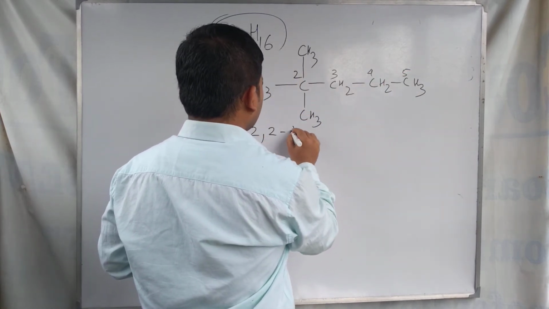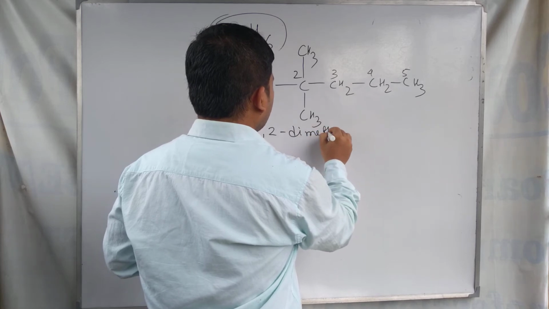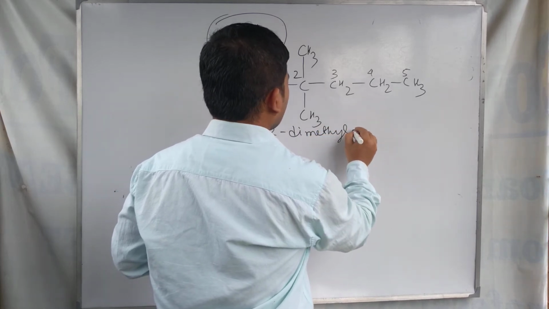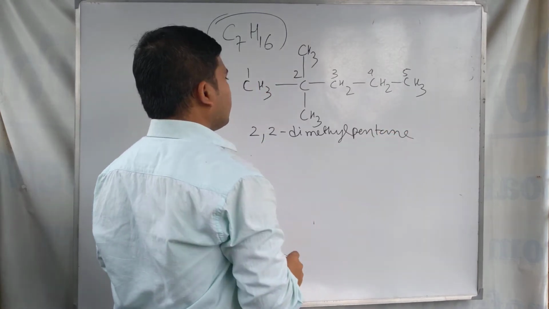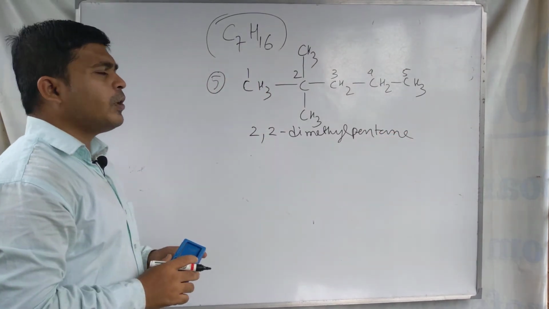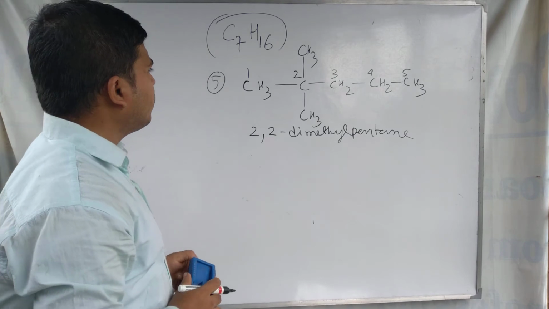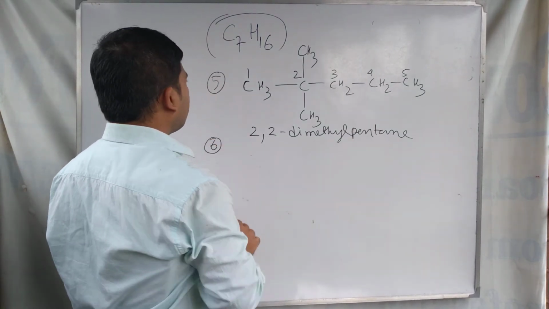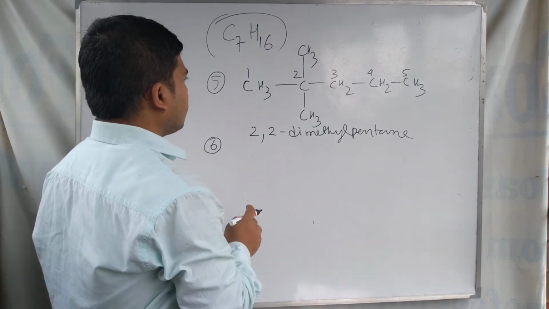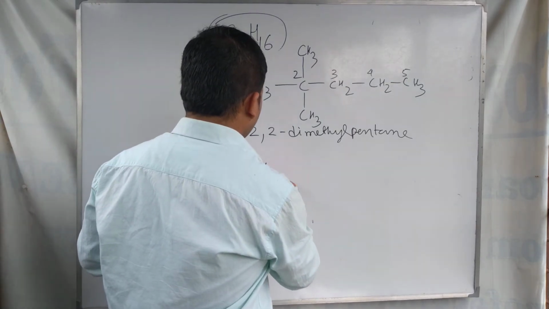So this one is example of 2,2 dimethyl pentane. Example of 2,2 dimethyl pentane. Here is 5th isomer, and after that we can draw the 6th isomer. Just we have to change the position of the methyl group.